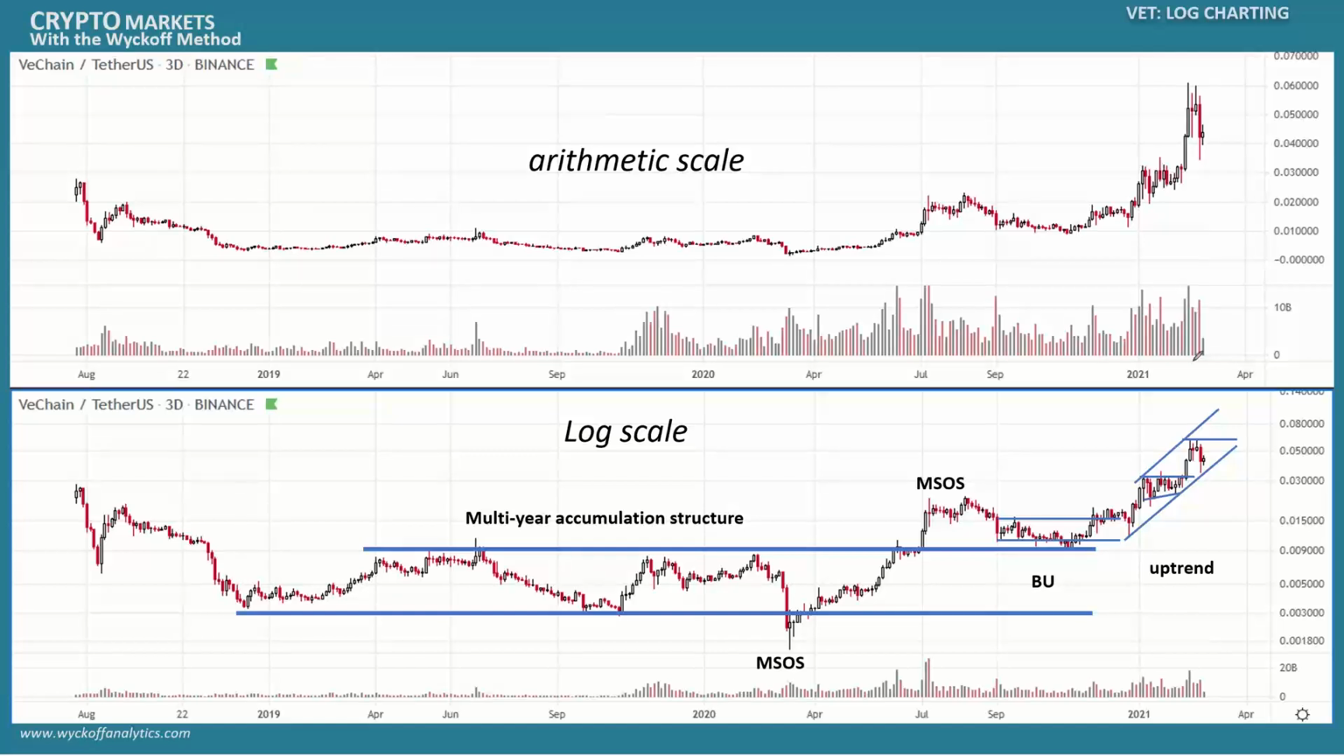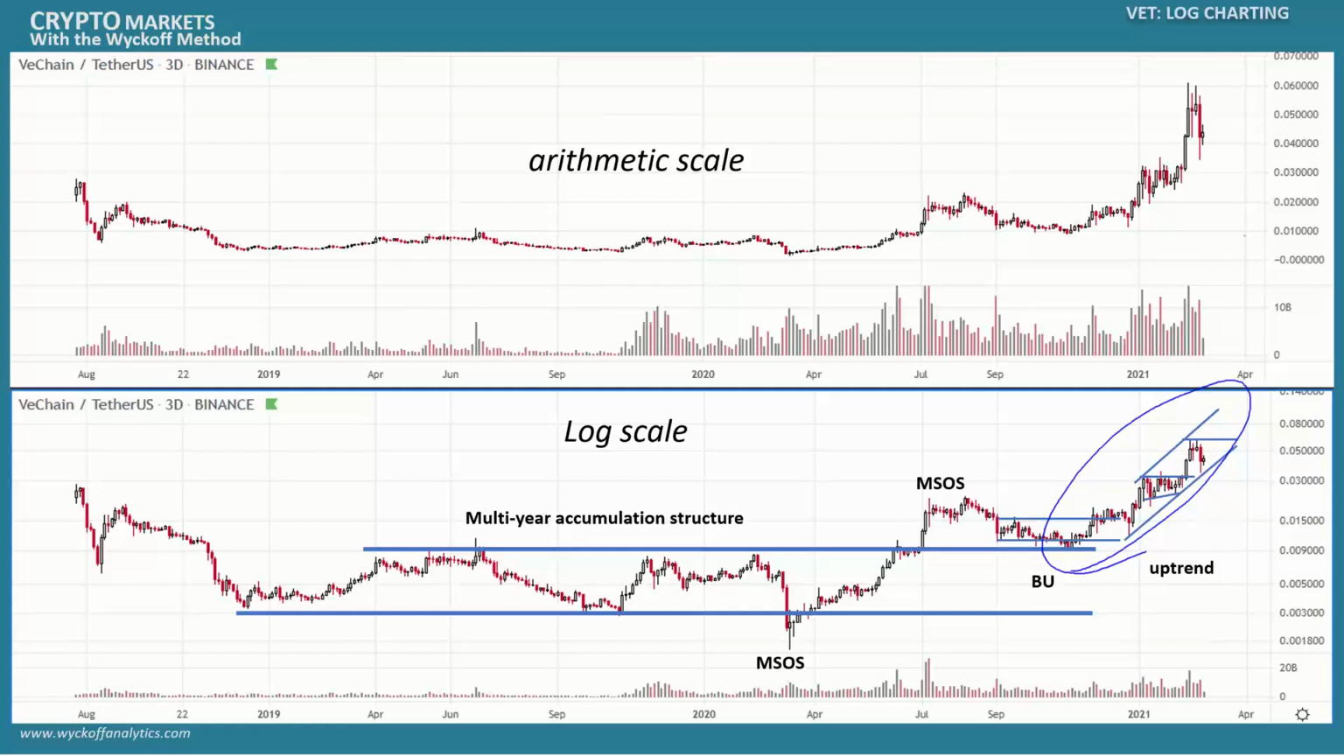A multi-year accumulation structure and a spring, not a major sign of strength, there's a mistake on the chart. After that, major sign of strength, backing up action, and look at the scale here. It's a huge trading range. The sign of strength itself is a 10-bagger move. After that, we have a backing up action, and look how orderly this uptrend looks on the logarithmic scale.